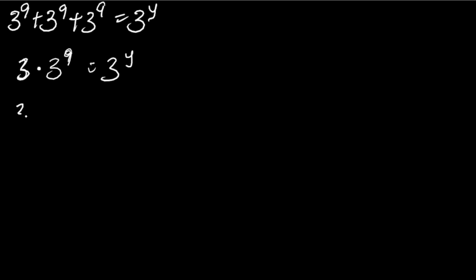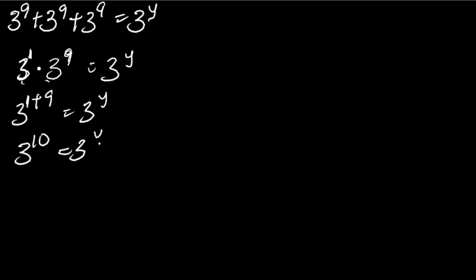Then looking at this, I can say this should be 3 raised to 1 plus 9, because they are being multiplied together and they have the same base, and the power of the first 3 is 1, equal to 3 raised to the power of y. Now this is 3 raised to the power of 10 equal to 3 raised to the power of y. The 3 can cancel out the 3, then y equals 10. So that is the final answer to this question.